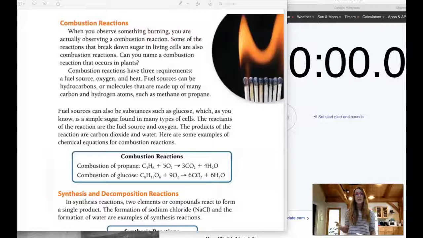Guys, today we're going to be looking at combustion reactions, all right? So we've overviewed all these different types of reactions really briefly, and now in this next round of videos and labs, we're going to be looking at specific examples of each type.